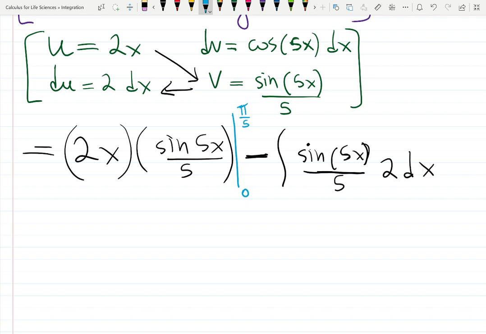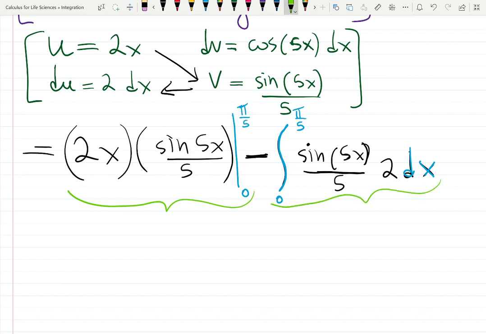So listen carefully. Minus integral. This is still an integral. These integrals have to be integrated from 0 to pi over 5. So the idea is still the same as before. Integration by parts gives you results with 2 pieces. One piece is already integrated, and the other piece is still an integral which has to be integrated.